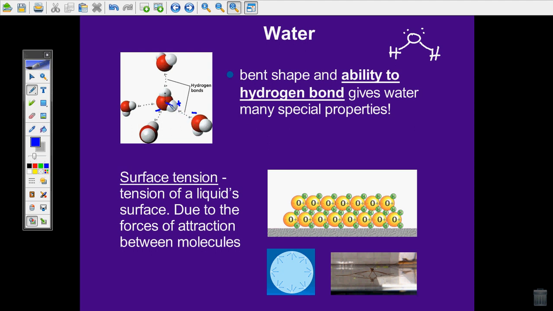Not this. That's not a hydrogen bond. This attraction right here is a hydrogen bond. So, one of its special properties is its surface tension. Because this hydrogen bond is so attractive, water has a very high surface tension. That's why these little bugs can skip across the water. It's why water droplets are round, because it's so attracted to itself, it forms this nice sphere. It's also why it hurts when you do a belly flop into a pool, because you're breaking all of these attractions with your body.